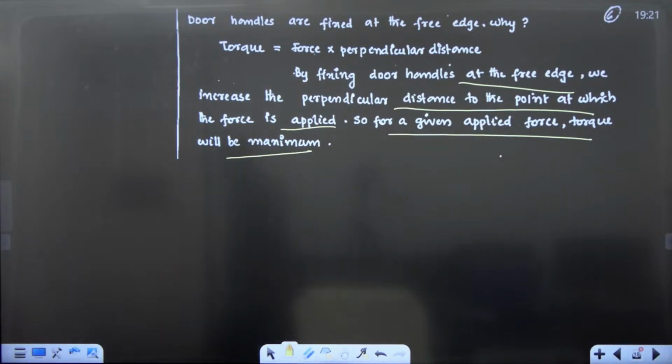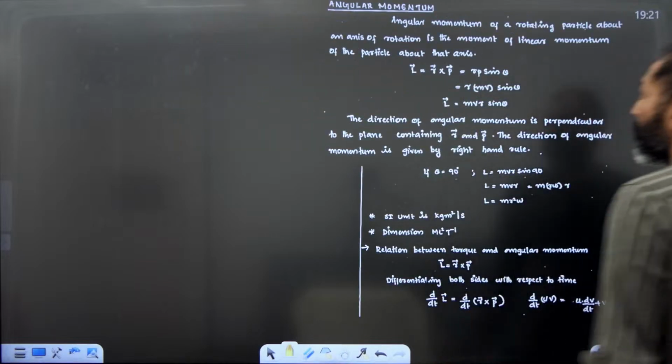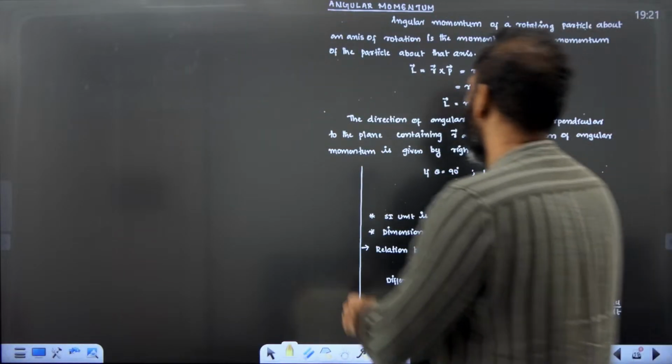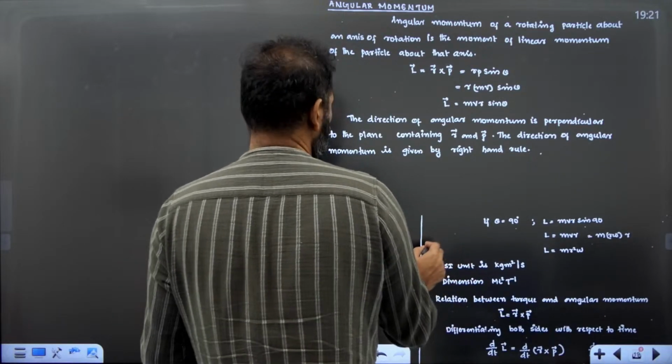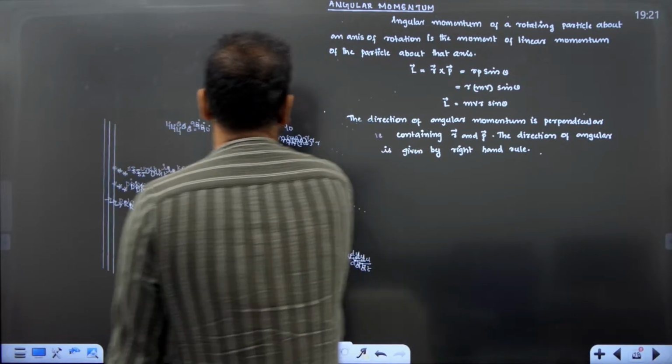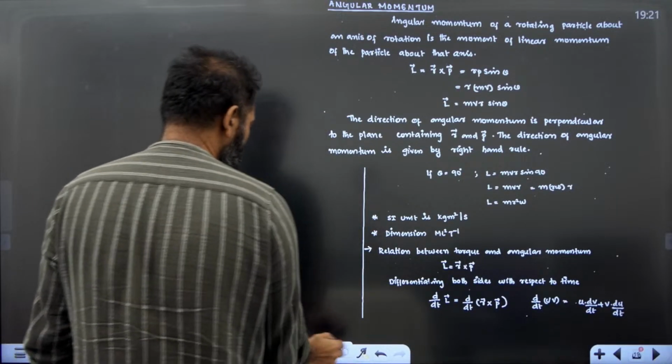Noted, right? So next question. Angular momentum. Angular momentum is a very important one.